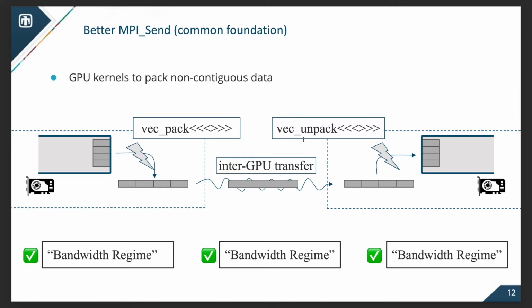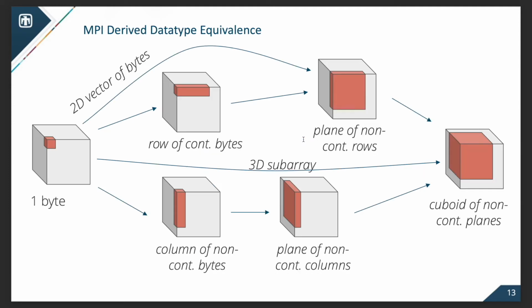So what many MPI implementations do to correct this problem is, instead of launching many small operations to handle the non-contiguous data on the pack and unpack side, they launch a single larger operation that's accelerated by the GPU's compute to pack and unpack the data. And so then we're solidly in the bandwidth regime for all of these operations. And this is also the foundation of how TEMPI works.